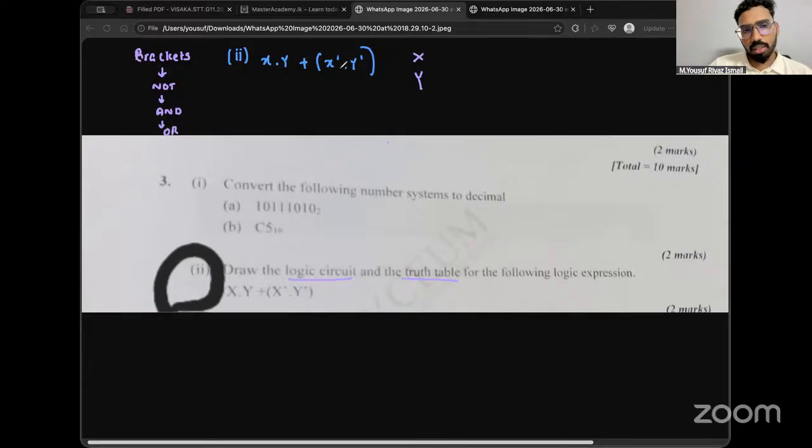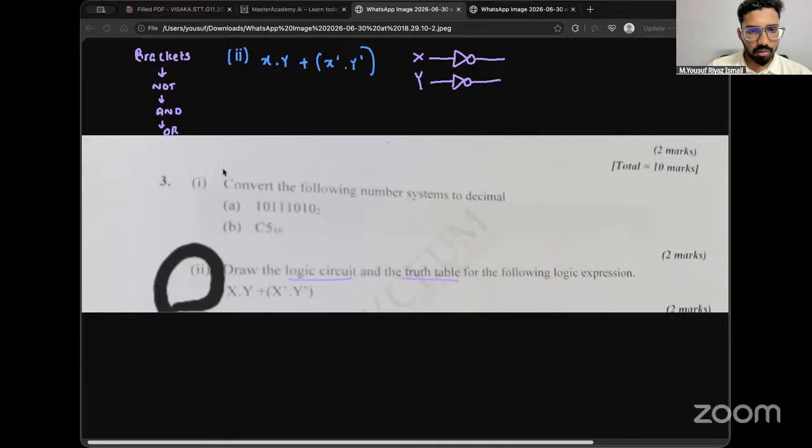So I'm going to go for the brackets first. In the brackets, I have X dash dot Y dash. But if you look at the expression, I have X and Y. To make X become X dash, I'm going to use the NOT gate. So once the X goes through the NOT gate, X will become X dash. Once the Y goes through the NOT gate, Y becomes Y dash. Is that part clear? So now I have X dash and Y dash.